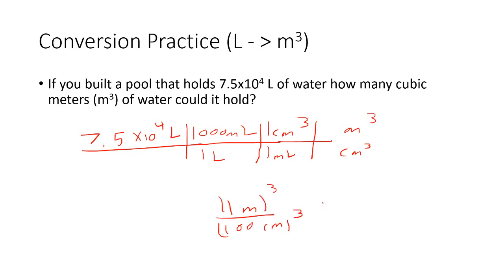So when we do that, cubing 1 doesn't change anything, so we just get 1 meter cubed up here. When you cube 100, though, you're going to get 10 to the 6th. Or you could also write it as a million, but 10 to the 6th is a lot easier rather than trying to write all those zeros. We can now check that our liters do indeed cancel, our milliliters cancel, and our cubic centimeters cancel. We can then plug all this into our calculator, and when we do so, we're going to get that our pool would be able to hold 75 cubic meters.